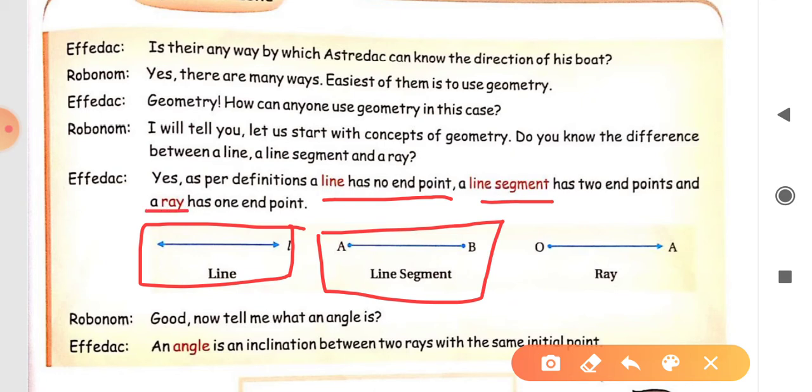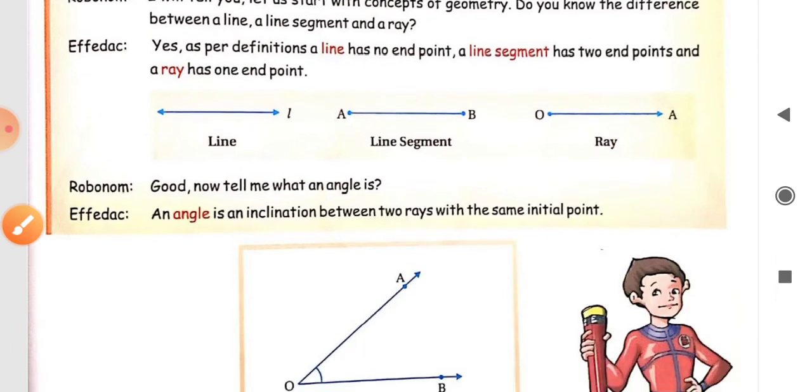Next is ray. A ray has one endpoint and from another side it can be extended. Here OA is a ray.